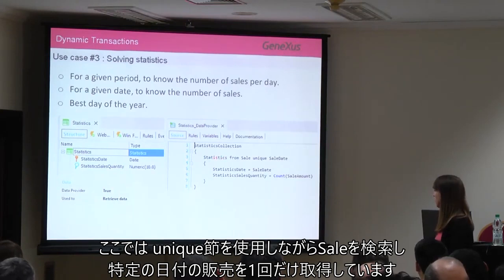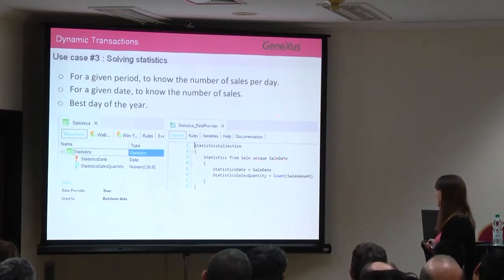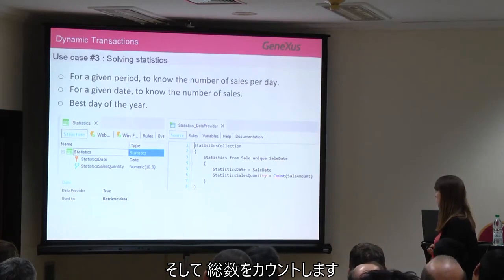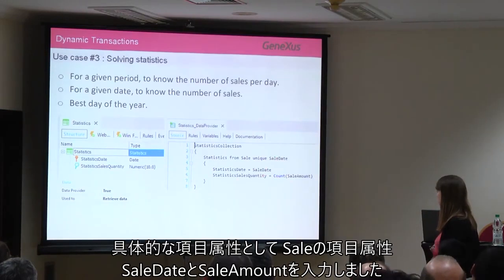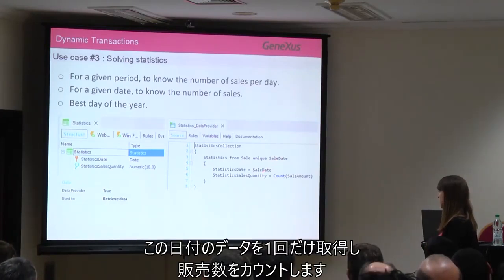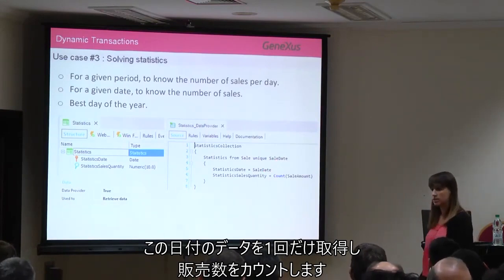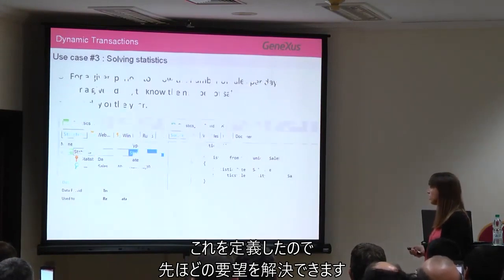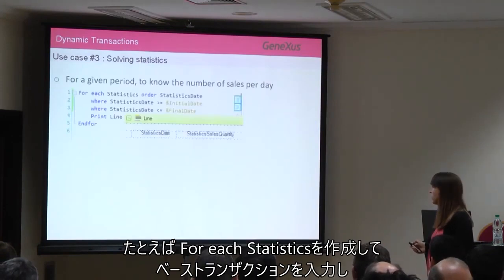And what I'm doing here is I'm saying, okay, I'm surfing the sales, and with a unique clause I'm saying that I'm taking the sales for a certain date only once. And I take up that date, I allocate it as a date, and then I can count the total number. I could have put any sale attribute, sale date, sale amount, I don't know. And so I'm surfing here, and I'm taking the data just once, and for that date, I'm counting the number of sales. Now, once I've defined this, I can solve the requests I've been made.